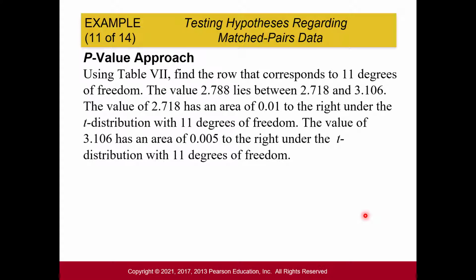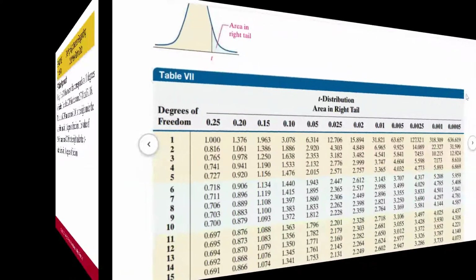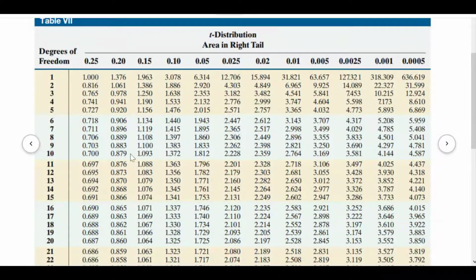Okay, so we'll go over to our table and find our row corresponding to our degrees of freedom. And we're going to look for where 2.788 is closest in value and its corresponding areas. Okay, so 11 degrees of freedom is this row. And notice 2.788 would be in between these two values. So going up, that's going to be area between 0.005 and 0.01.